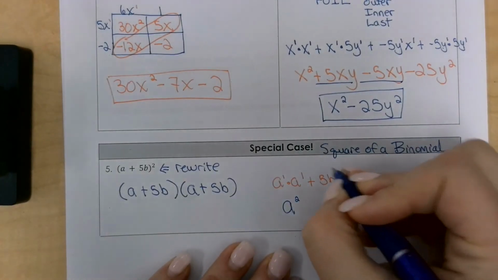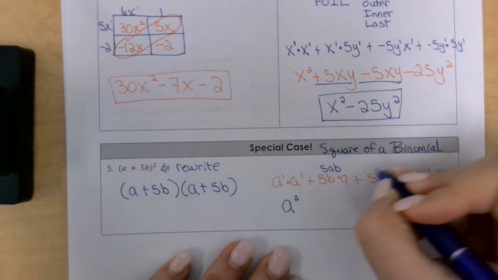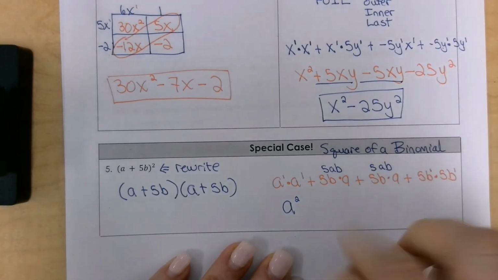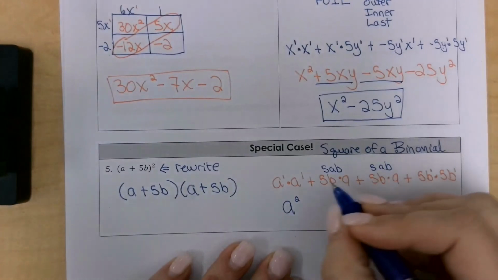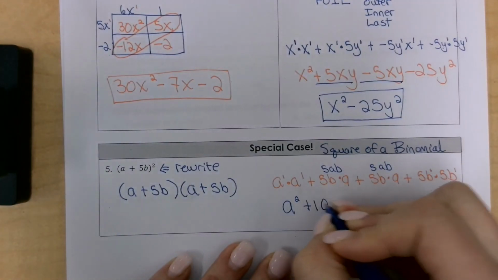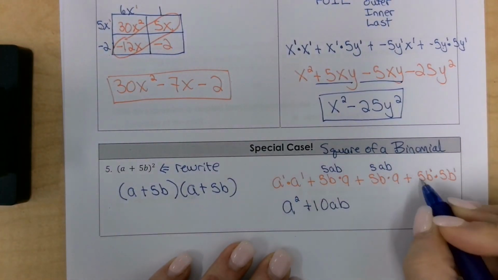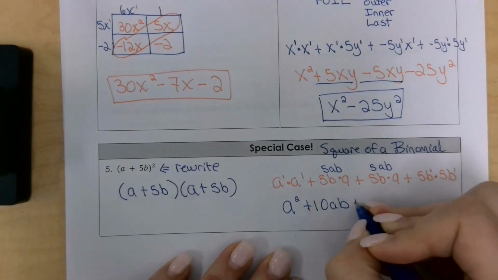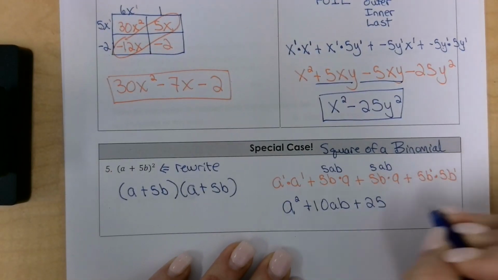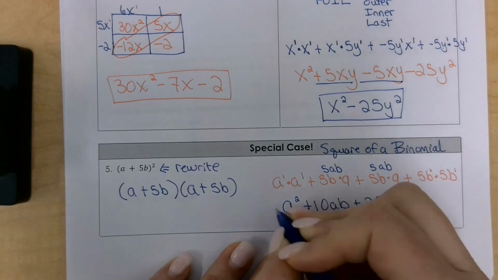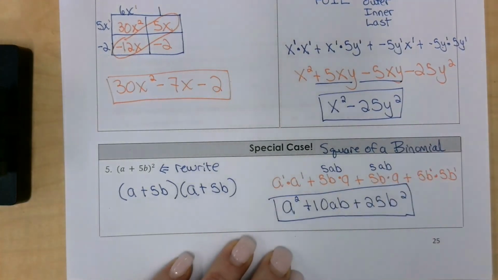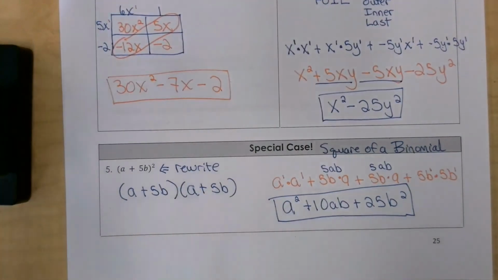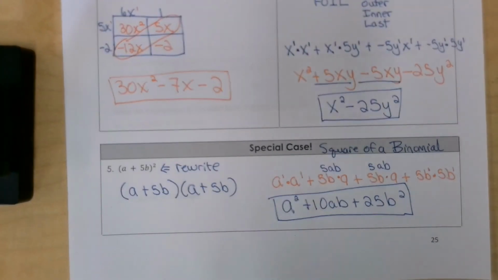I've got 5. I'm going to rewrite this quickly so it's alphabetical. And you can see that it is the same variables, same exponents. So 5 plus 5 is plus 10ab. And 5 times 5 is 25. 1 plus 1 is 2. And I've got a squared plus 10ab plus 25b squared. And now I've got the square of a binomial.